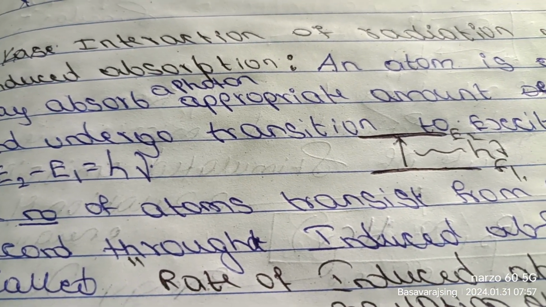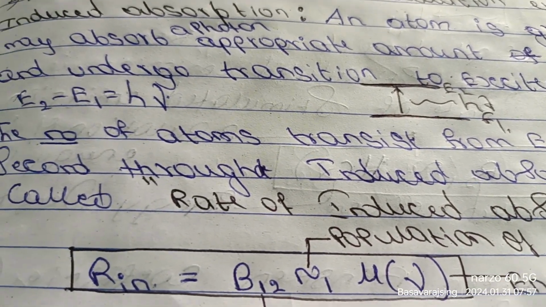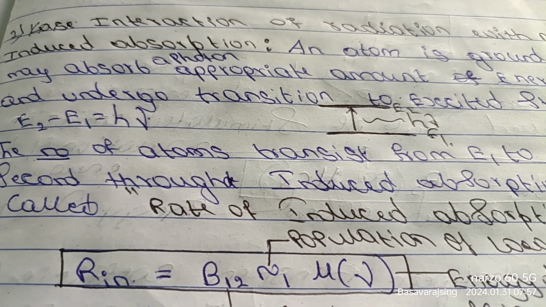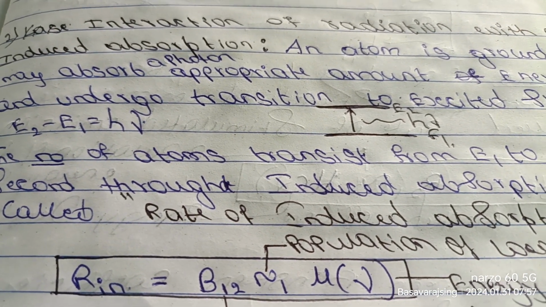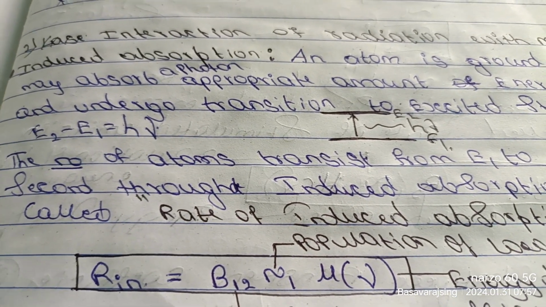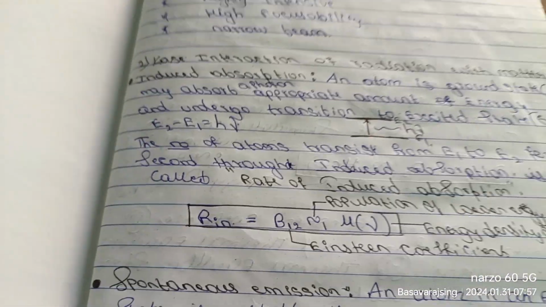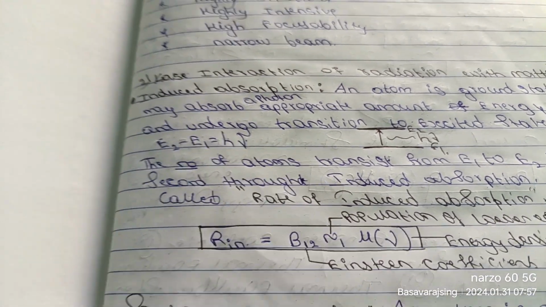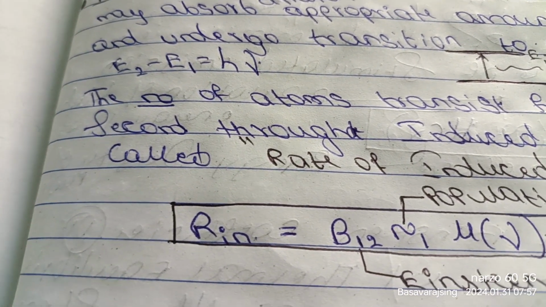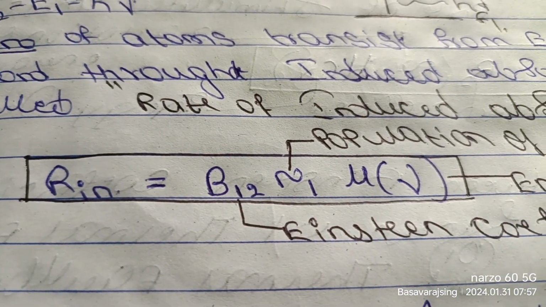Next, in this topic, rate of induced absorption also comes. What is rate of induced absorption? It's easy. The number of atoms that transit from E1 to E2 per second through induced absorption is called the rate of induced absorption. The equation of the induced absorption is R_in, or you can write R_induced, R_in equal to B12 N1 u(nu).